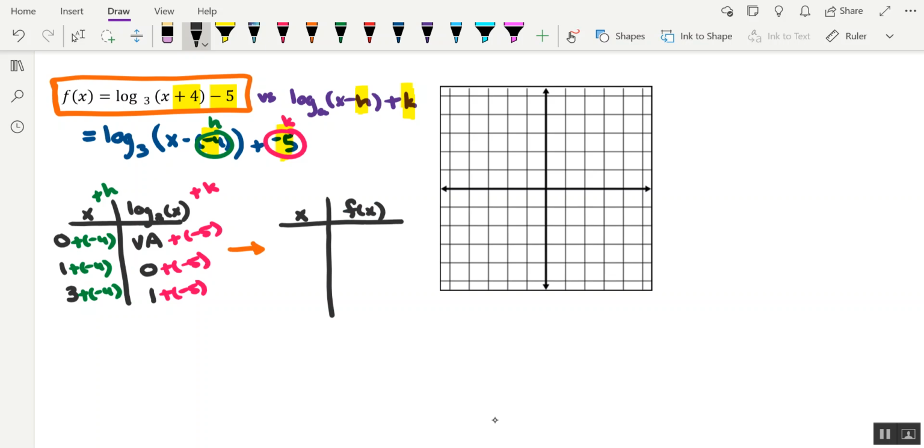Okay, I know I'm kind of using x in two different ways, but I'm sure you can follow along with me on this. So if I do the calculations in this table to the left, I get a new x value of -4. I also get a new x value of -3 and a new x value of -1. As for the y values, if I take a vertical asymptote and I add -5 to it, that's geometrically basically shifting up the vertical asymptote by -5 units.